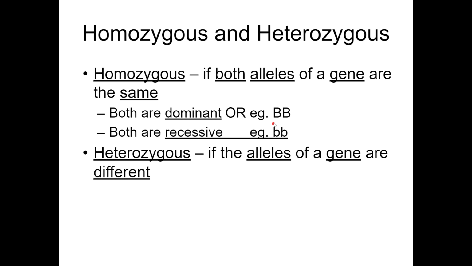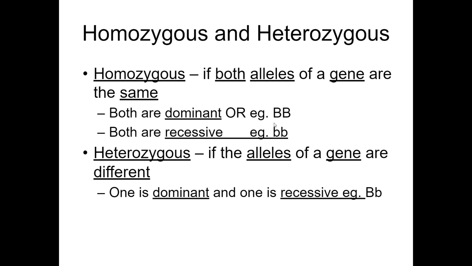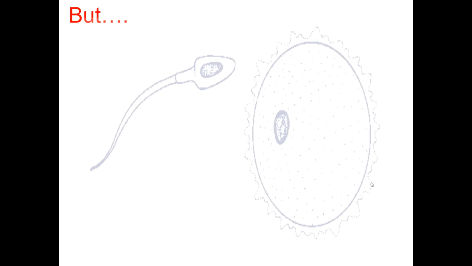Heterozygous is if the alleles of a gene are different. Okay, one dominant and one recessive. So you can see here, big B, little b is heterozygous. And again, hetero means different, the prefix. So that can help you to remember that if we're talking about heterozygous, we're talking about alleles that are different from each other.